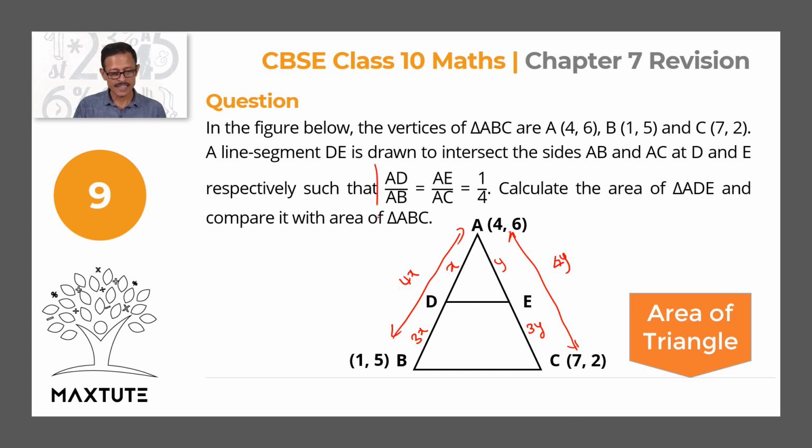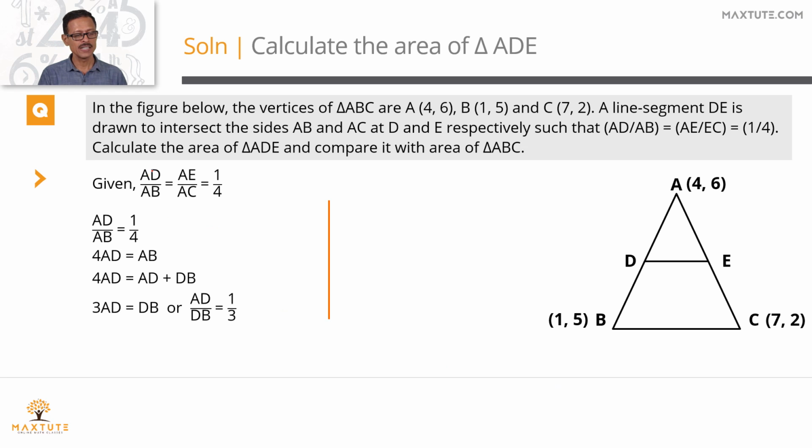So what does this entire information mean? It says that AD is to DB is 1 is to 3. Similarly, AE is to EC is also 1 is to 3. So it's essentially saying D divides AB in the ratio 1 is to 3 and E divides AC in the ratio 1 is to 3. This is what I'm going to consolidate in a printed form. AD by AB is equal to 1 by 4.